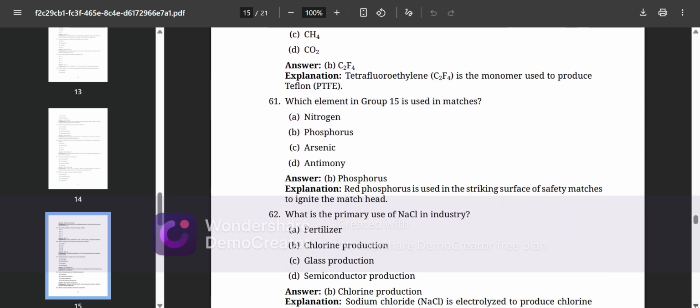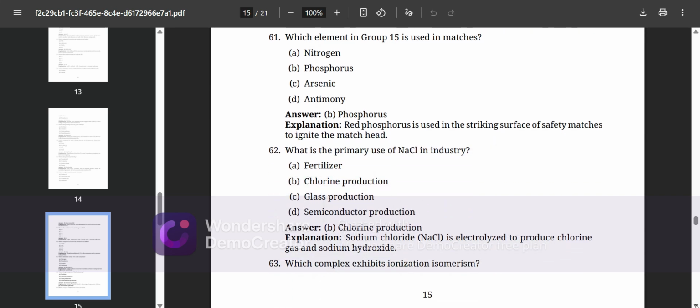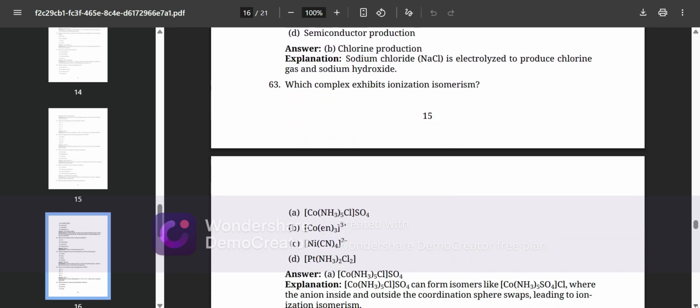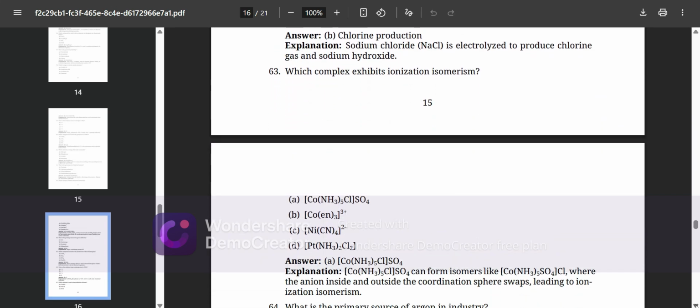Which element in group 15 is used in matches? Phosphorus. Red phosphorus is used in the strike surface of safety matches to ignite the match head. What is the primary use of NaCl in industry? Chlorine production. Sodium chloride NaCl is electrolyzed to produce chlorine gas and sodium hydroxide. Which complex exhibits ionization isomerism?